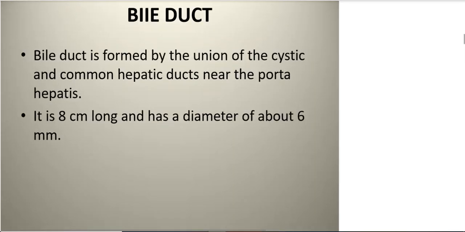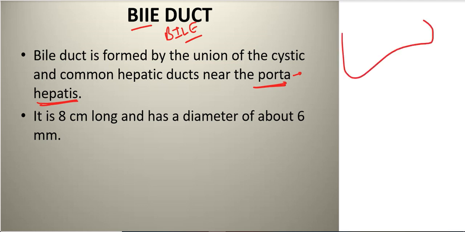Next, bile duct. B-I-L-E, bile duct. Previously we have seen how the bile duct forms. Let's see. Bile duct forms by the union of cystic duct and common hepatic duct near the porta hepatis. We have already discussed about porta hepatis. Porta hepatis is a structure where many structures are entering or exiting.